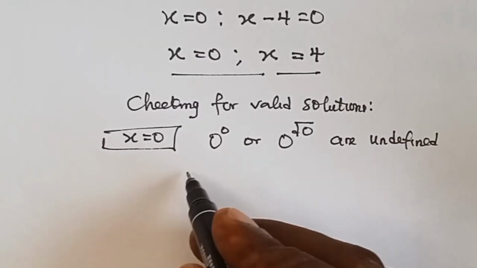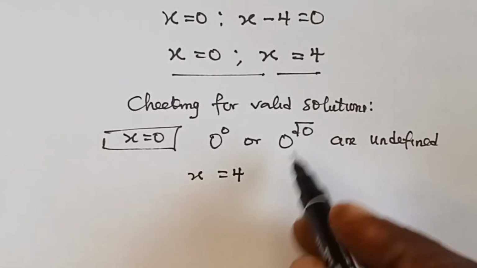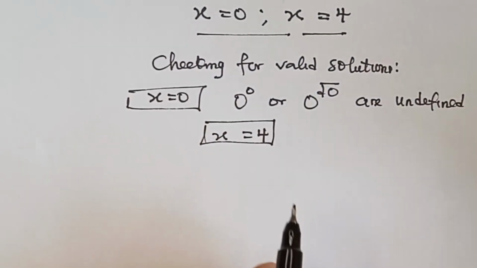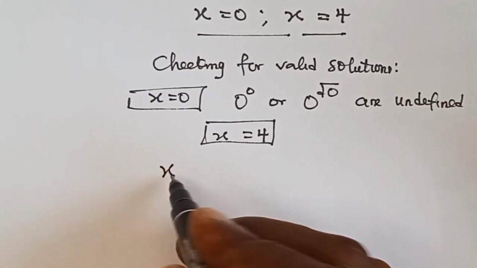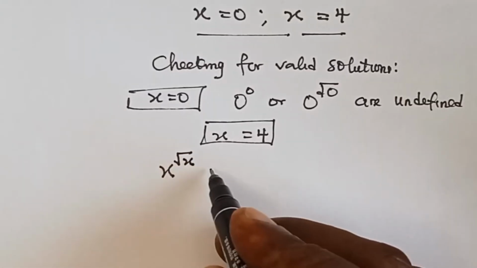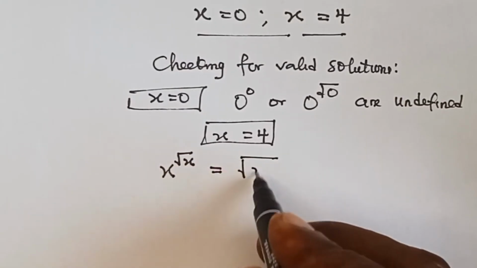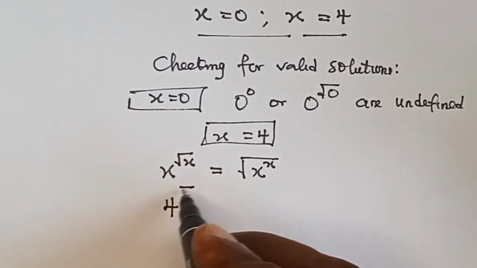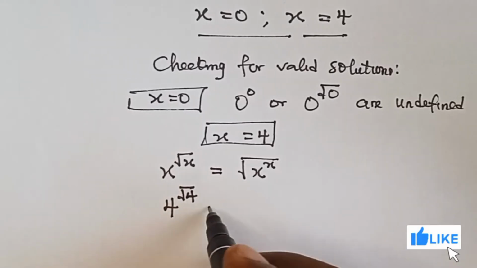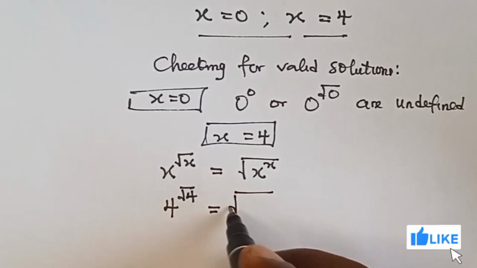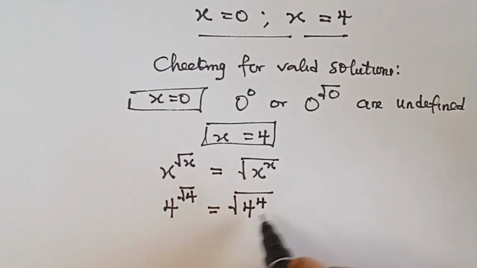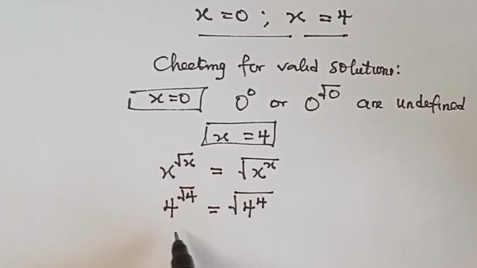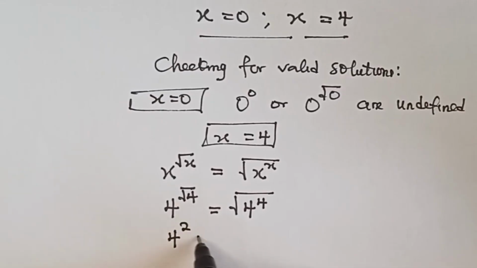So now let's check for x equals 4. Now let's write our equation. We have x raised to power root x equals square root of x raised to power x. Anywhere we see x, we write 4. So we have 4 raised to power root 4, then we have 4 raised to power 4. Everything is 4. Square root of 4 is 2. So this becomes 4 raised to power 2 equals.